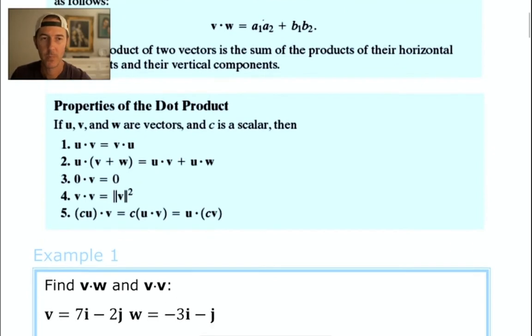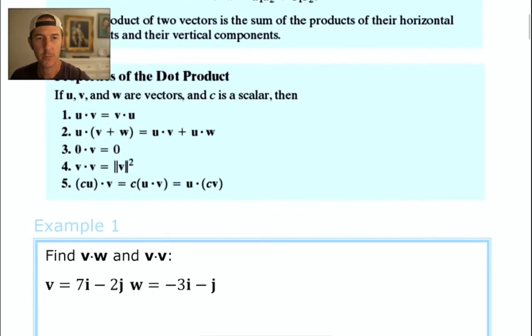It's not a vector. Number 4 shows us that if we take v and we dot it with itself, we end up getting the magnitude of v squared. Interesting, and that will come up a little bit later.